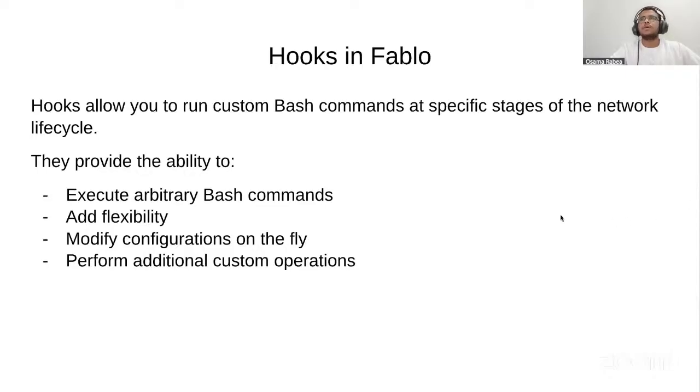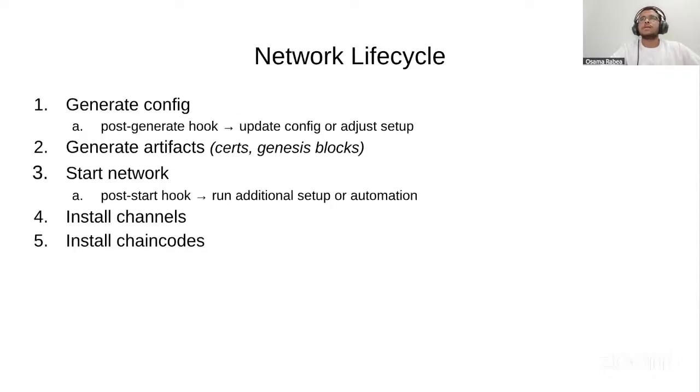Now let's take a look at the main stages in the Fablo network lifecycle and where the hooks are executed. First, we start with generated config. This is where Fablo creates all the configuration files for the network components. Then we have the post generate hook. This runs right after the configuration is generated.